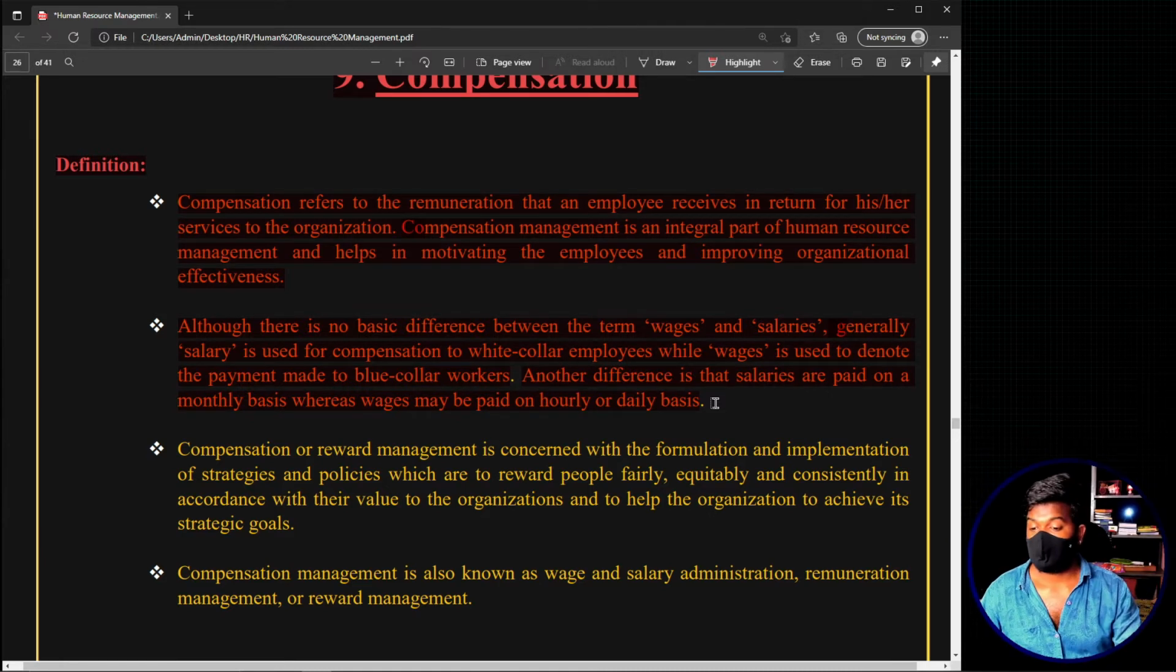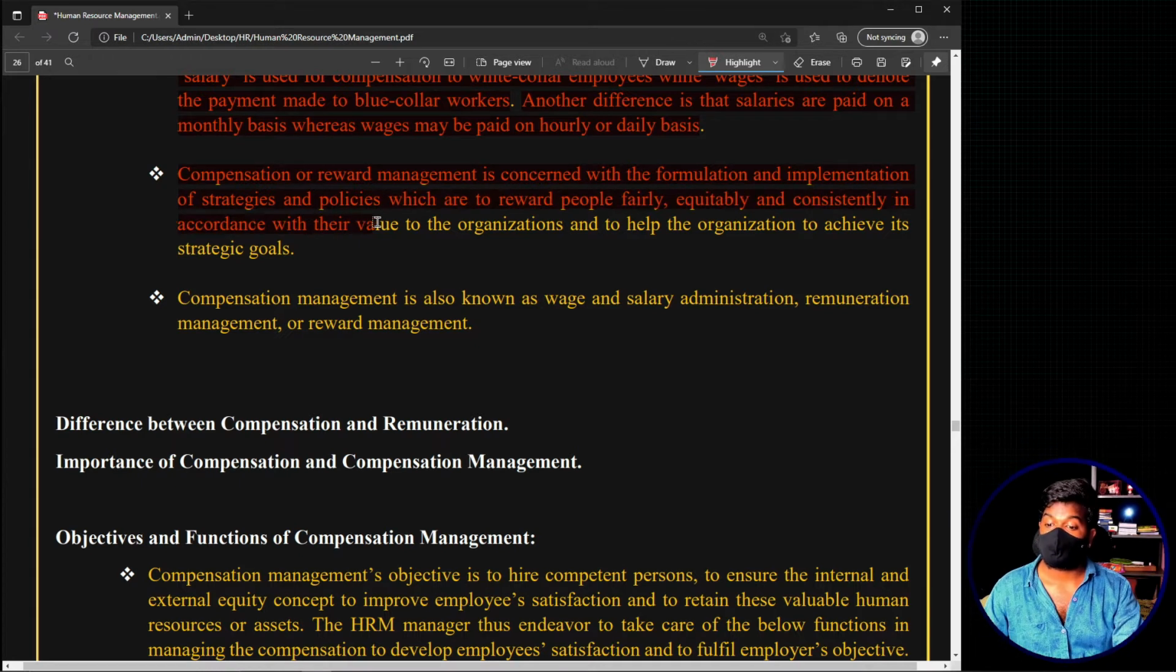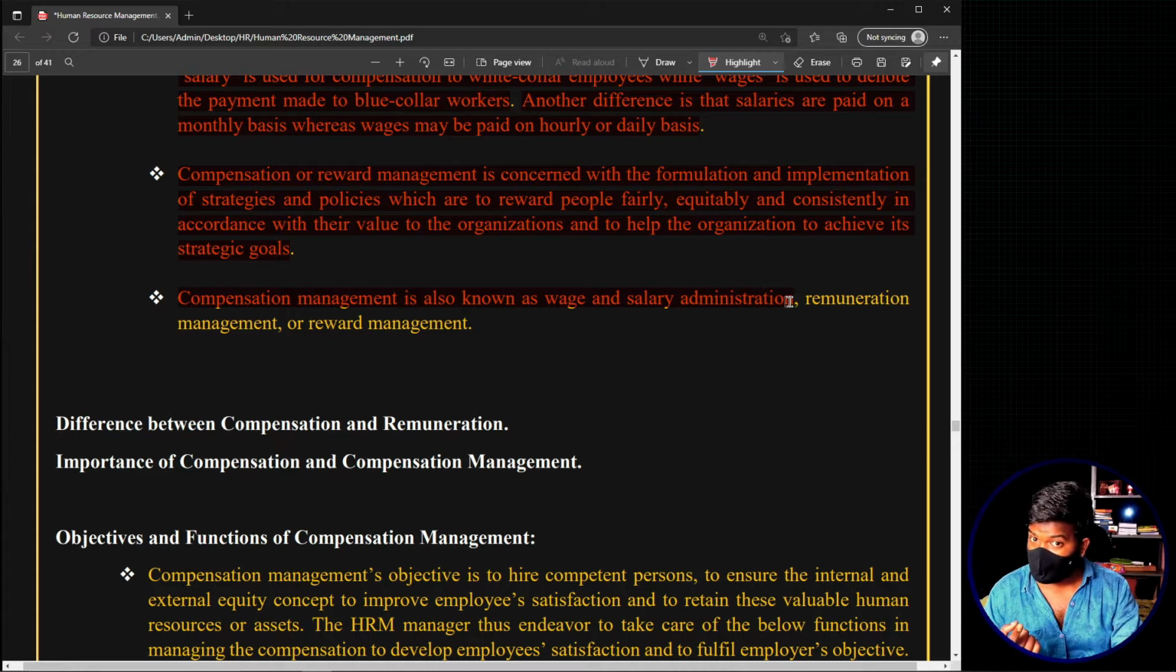Now, compensation or reward management is concerned with the formulation and implementation of strategies and policies which are to reward people fairly, equitably, and consistently in accordance with their value to the organization, and to help the organization achieve its strategic goals. Compensation management is also known as wage and salary administration, remuneration management, or reward management.